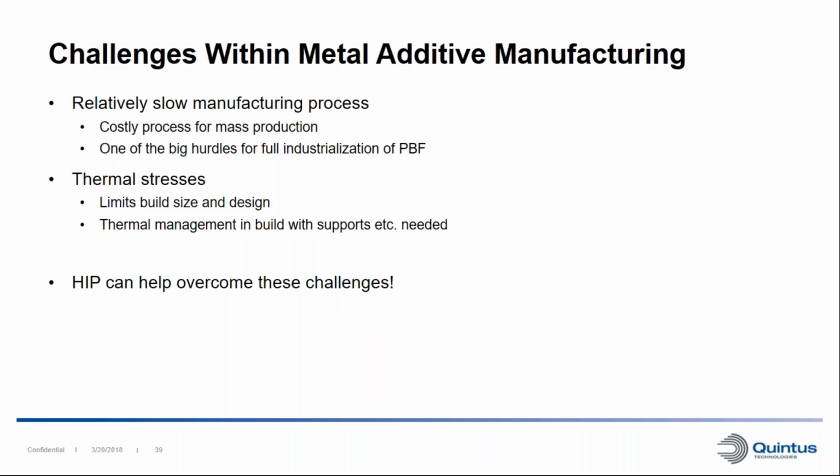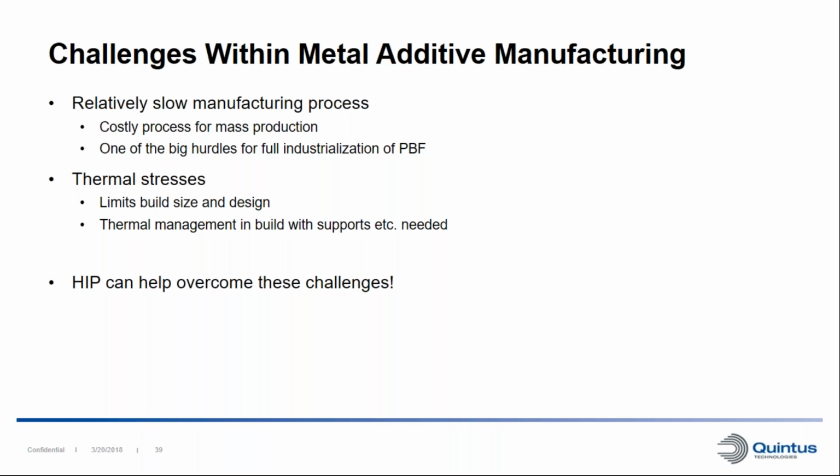Here I've listed two quite major challenges for metal additive manufacturing. It's a relatively slow manufacturing process, as we know. It's quite a costly process for mass production. And this is one of the big hurdles for full industrialization of powder bed fusion, that it is quite a slow process. You need many, many printers to do mass production of parts.